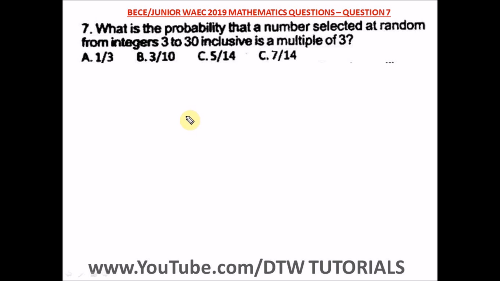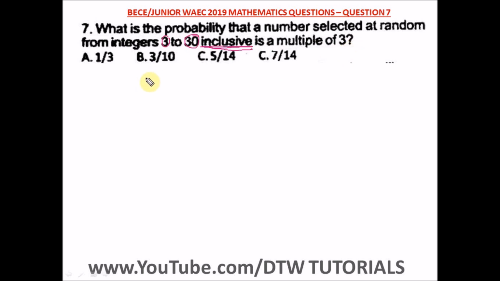Question 7 of the BECE Junior WAEC 2019 Mathematics Past Question. It says, what is the probability that a number selected at random from integers 3 to 30 inclusive, mind this word, is a multiple of 3? Now this inclusive means you are to include 3 and 30 in the integers. So we are to find the probability that a number selected at random from integers 3 to 30 inclusive, including 3 and 30, is a multiple of 3.